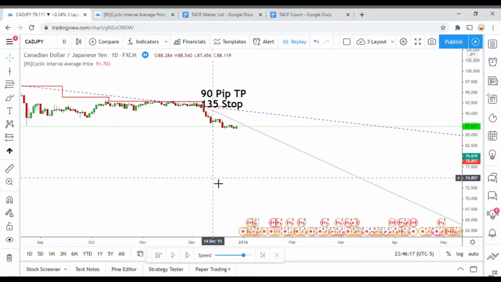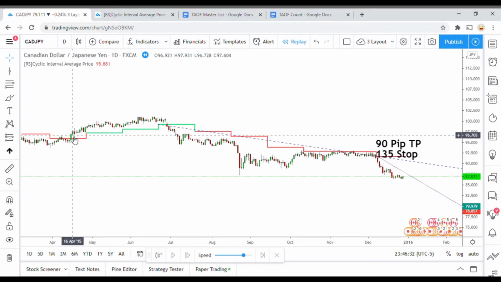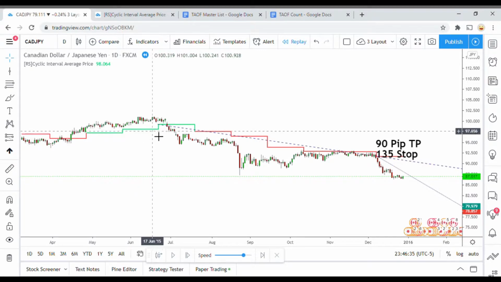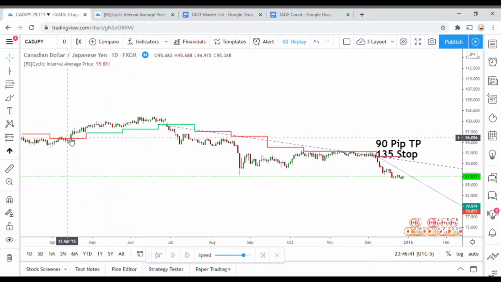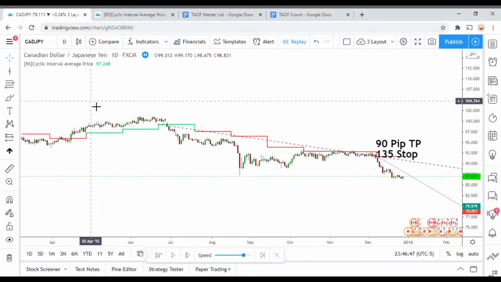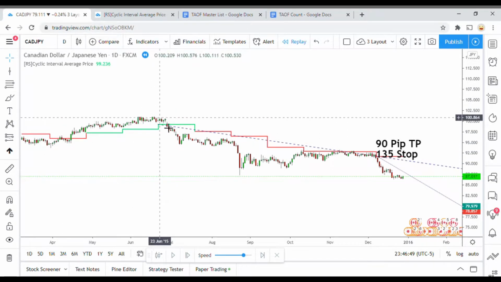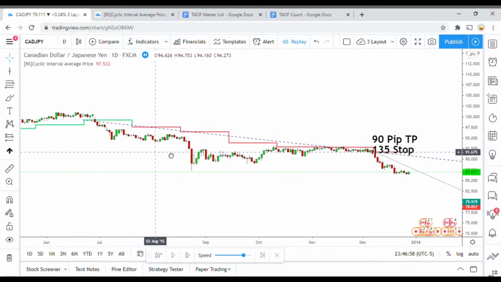All right, so today's indicator is the Cyclic interval average price indicator. We have tested this one in the last two videos. In the last two videos, we started off by testing it as a baseline. And so the line here that is stepping up and down, that is green and red, we tested it as a baseline for price action to cross. Anytime price action crossed up, we would go long. Anytime price action crossed down, we would go short. That didn't work out all that great.